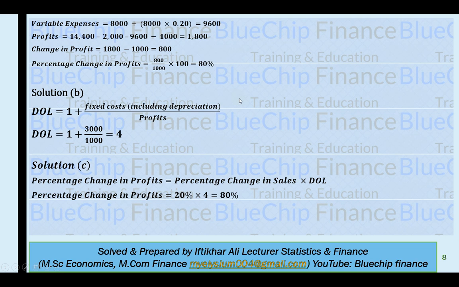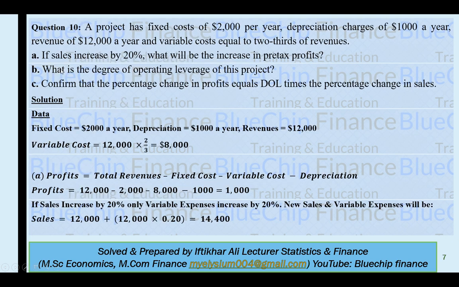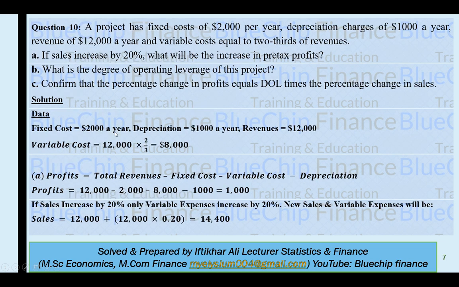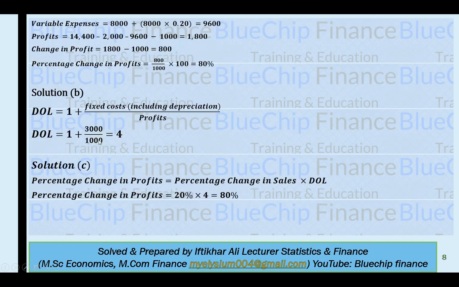And now we calculate the second part of this question, that is, what is the degree of operating leverage of this project. So degree of operating leverage equals 1 plus fixed cost including depreciation divided by profits. So 1 plus fixed cost of 2,000 and depreciation of 1,000. So total fixed cost is 3,000. So 3,000 divided by 1,000, that is your profit, equals 4.